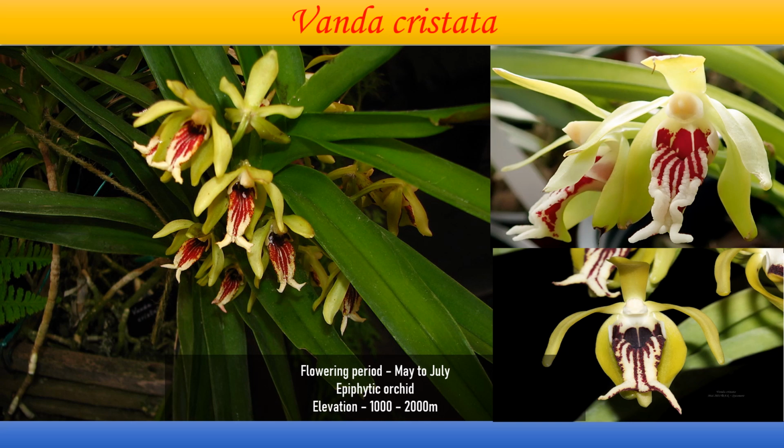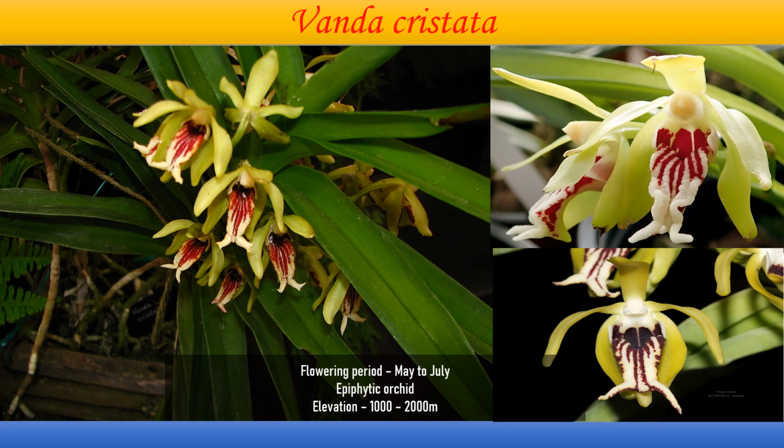That is Vanda cristata. As you can see, it has a very different floral pattern, we can say lip variation, which makes it more prominent from other Vanda species. It is sometimes called a dancing lady due to its lip variation. Vanda cristata is an epiphytic orchid, the flowering period is from May to July, and its elevation is from 1000 to 2000 meters.